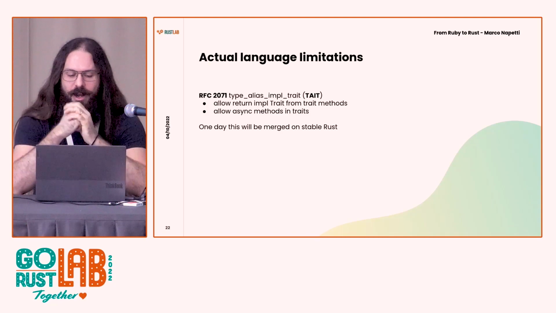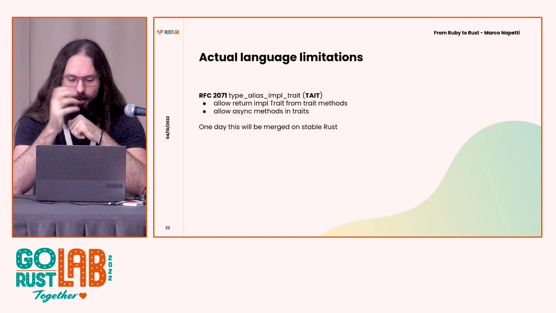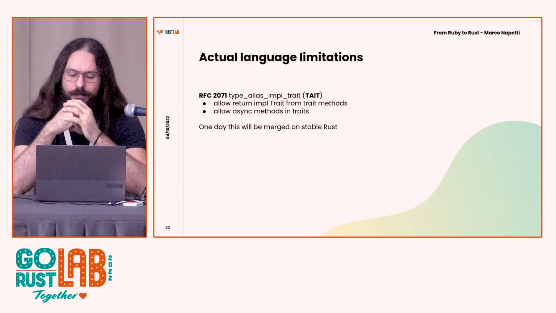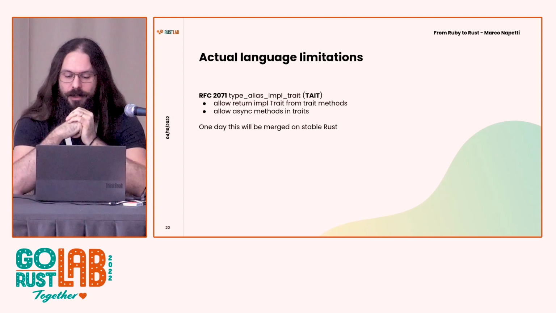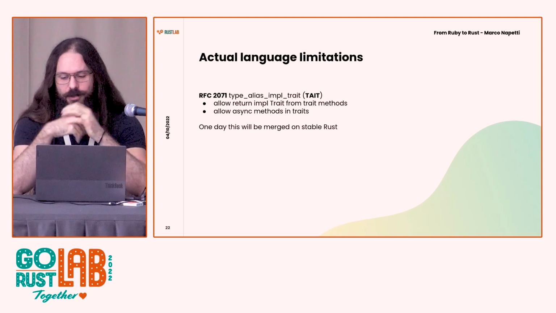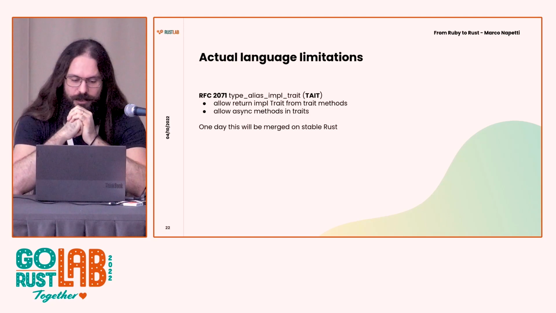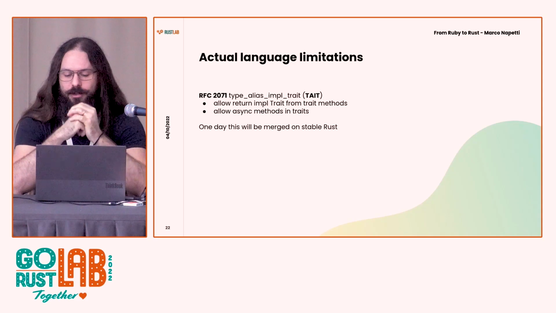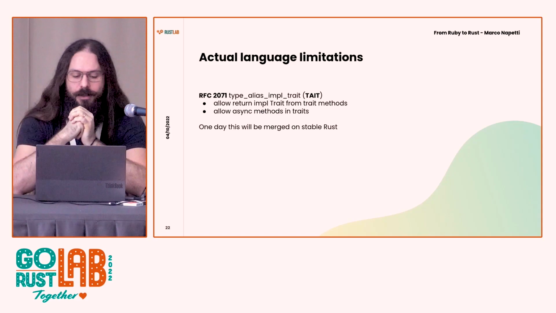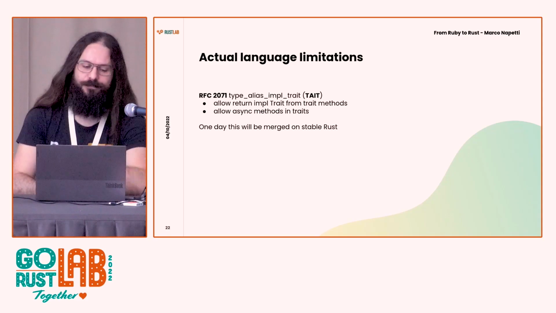This is the case of our RFC 2071. Without it, we can't return impl Trait from trait methods, and we can't have async methods in traits. That is the same concept. An async method is nothing more than a method that returns impl Future. Remember, there is no magic in Rust.